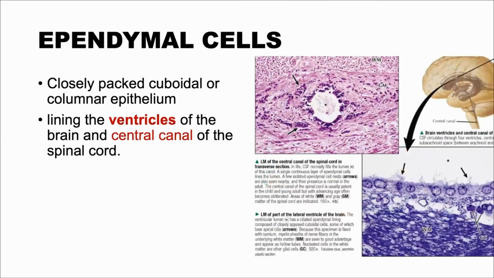So the ependymal cells are also another cell. We looked at the astrocytes, the oligodendrocytes. The ependymal cells are a different type of cell. We already know that they line the ventricles and they help to produce the cerebrospinal fluid. They are similar to epithelial cells. They are cuboidal to columnar. They line the ventricle and also the central canal. So they're in the ventricle and the central canal.